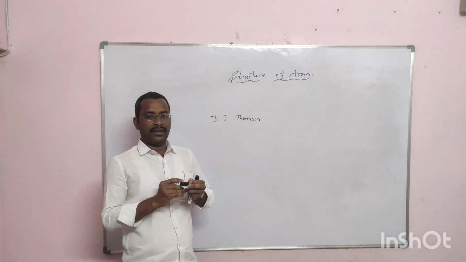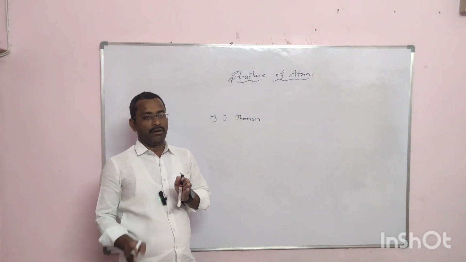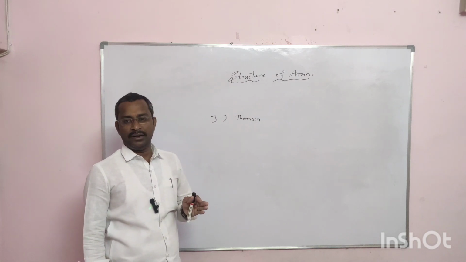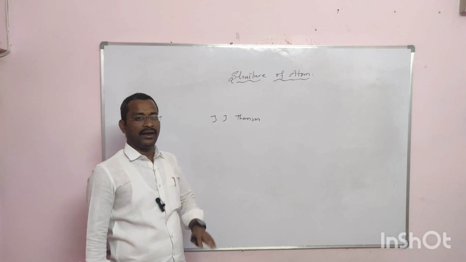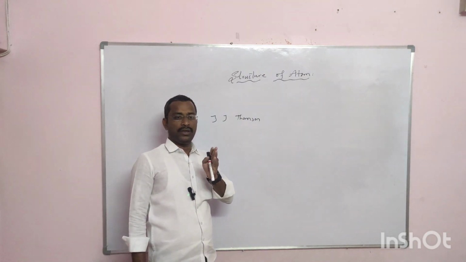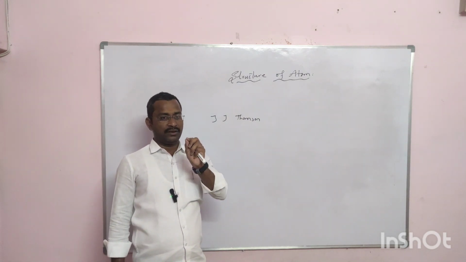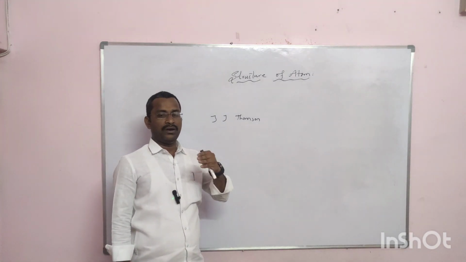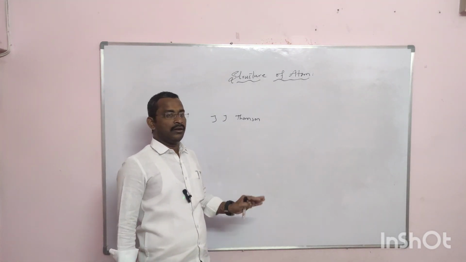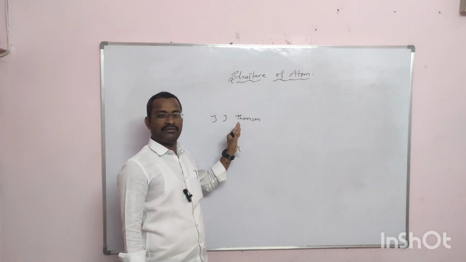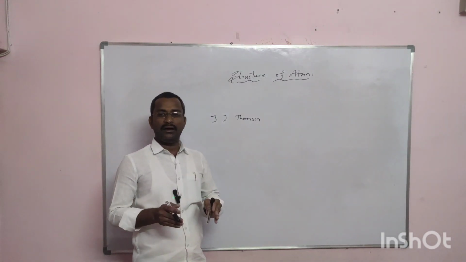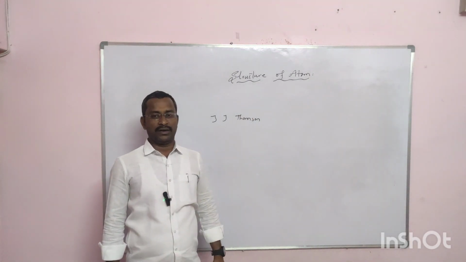He said it is like a watermelon, where all the seeds are embedded in the red part. The entire red part is a positive charge, and the seeds are a negative charge embedded in it. Even though it is scientifically proved wrong, he is the one who gave an idea to think about the structure of atom.